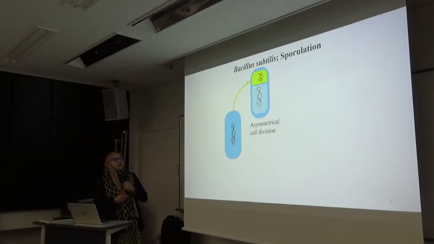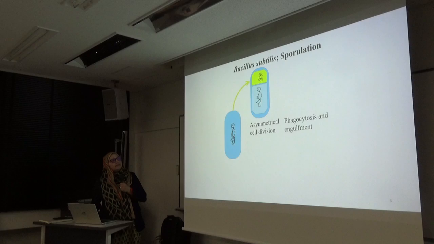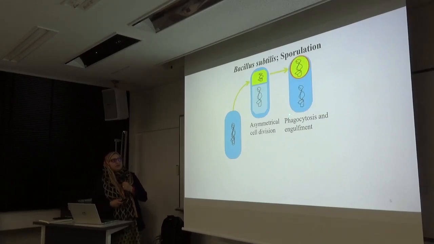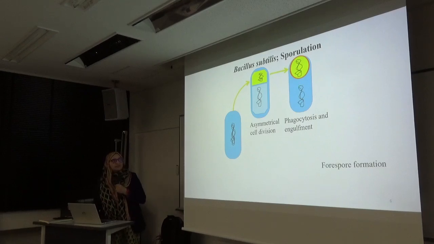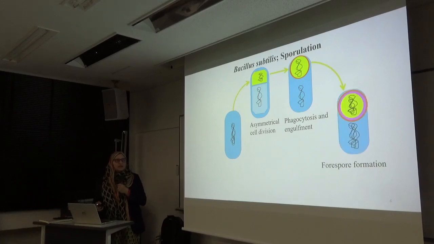This is the unequal division of the cell. One cell is long and the other cell is short. The long cell is known as the mother cell and the short cell is the baby cell. The next process is phagocytosis, when the mother cell engulfs the baby cell. As soon as the phagocytosis is completed, the next step is the formation of the forespore.